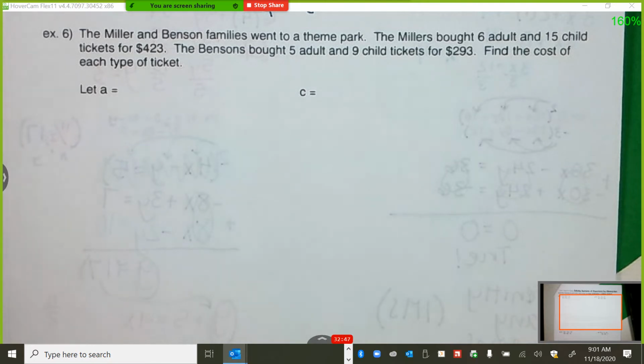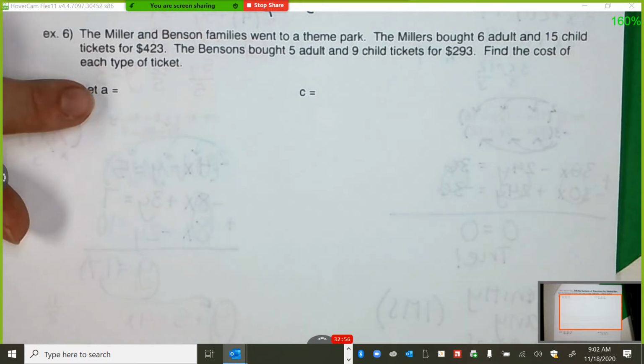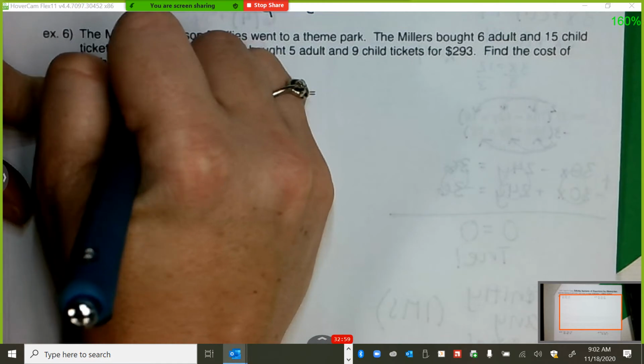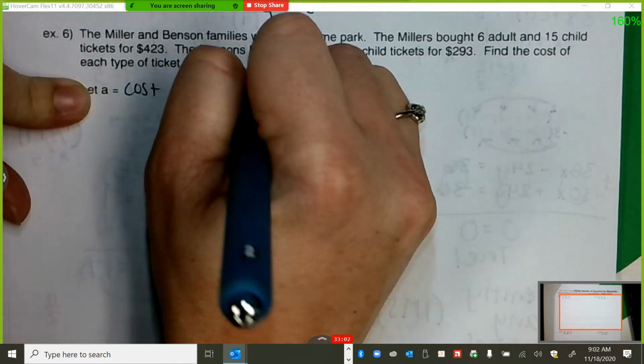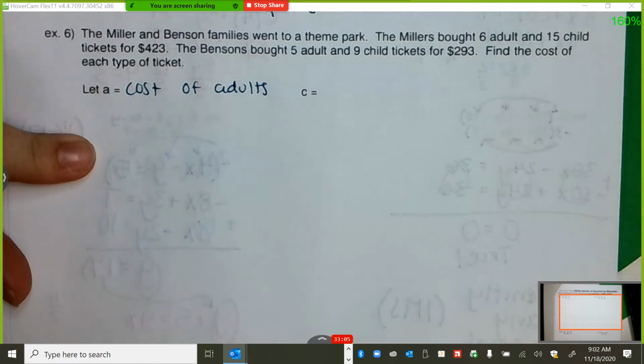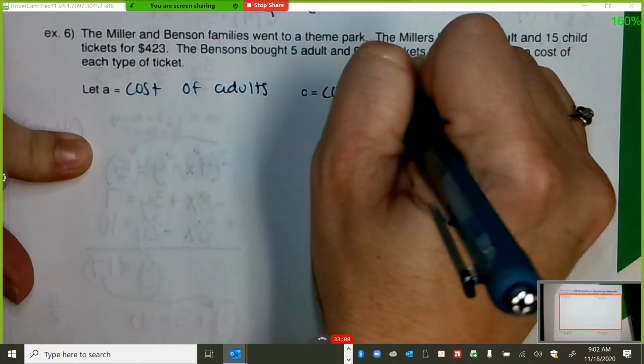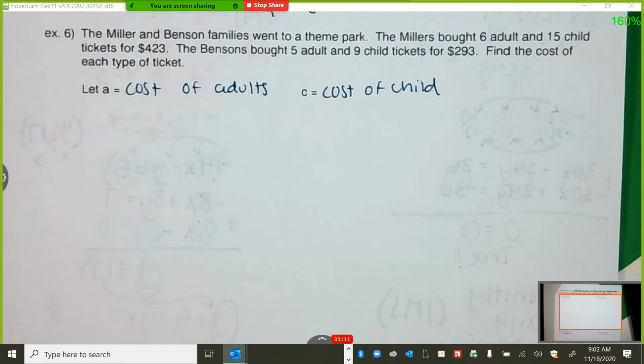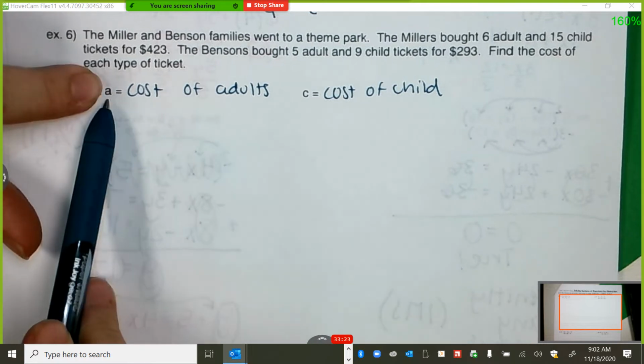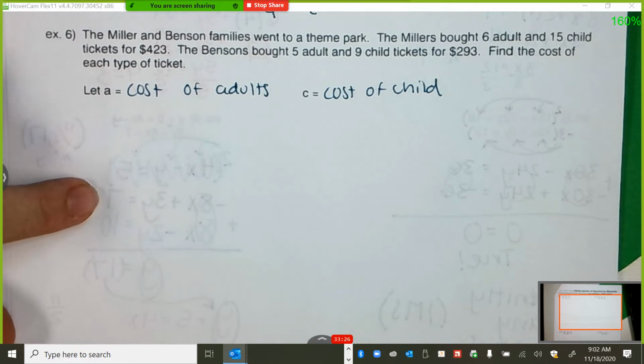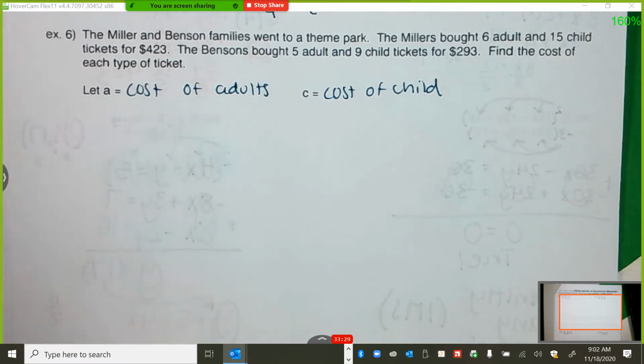What are we trying to find? The cost of adults and the cost of child. So those are our 2 unknowns. What do you think we want A to be? Adults. So this is cost of adults. What do you think C represents? Cost of child. Technically, if you wanted, you could flip those letters, but that would get really confusing. Okay? So I want you to remember, when I'm asking you to define your variables on your practice problems, that's what I'm asking. What do the letters you're putting in your equation represent? Okay? And you can always find that answer in the question.